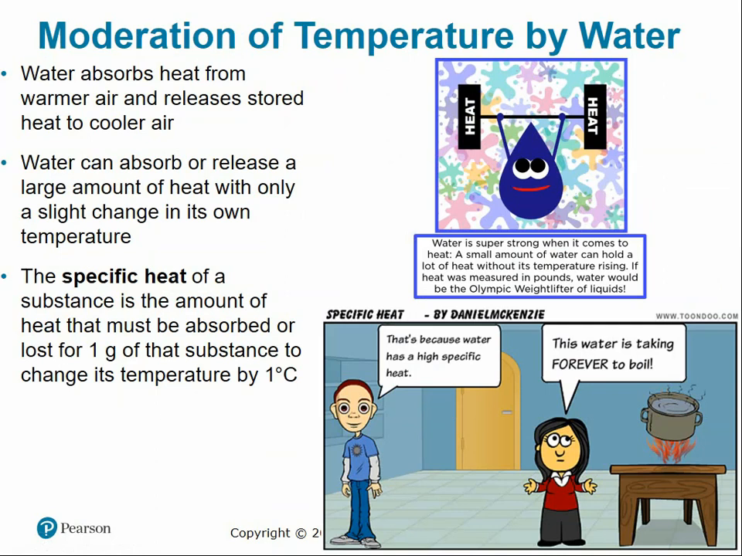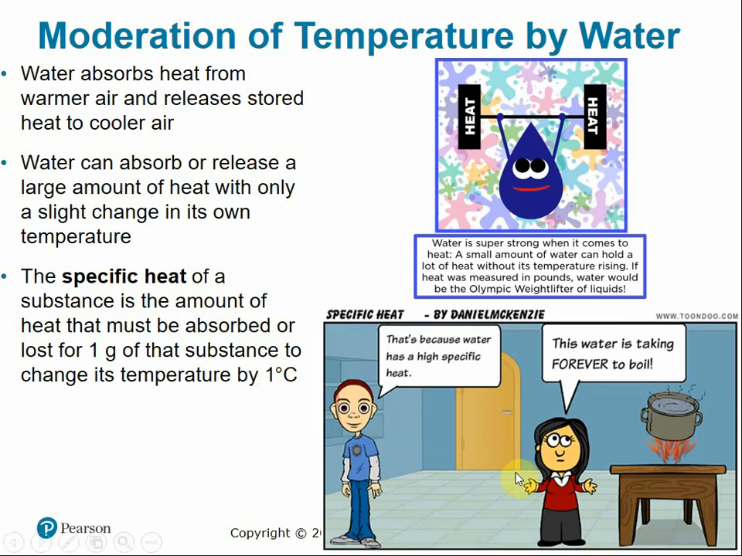Another unique emergent property of water that makes it vital for life is its ability to moderate temperatures. So water is able to absorb large amounts of heat without undergoing a major temperature change. It can also release stored heat to cooler air. So this is called the specific heat. The specific heat of a substance is the amount of heat that must be absorbed or lost for 1 gram of that substance to change its temperature by 1 degree Celsius.